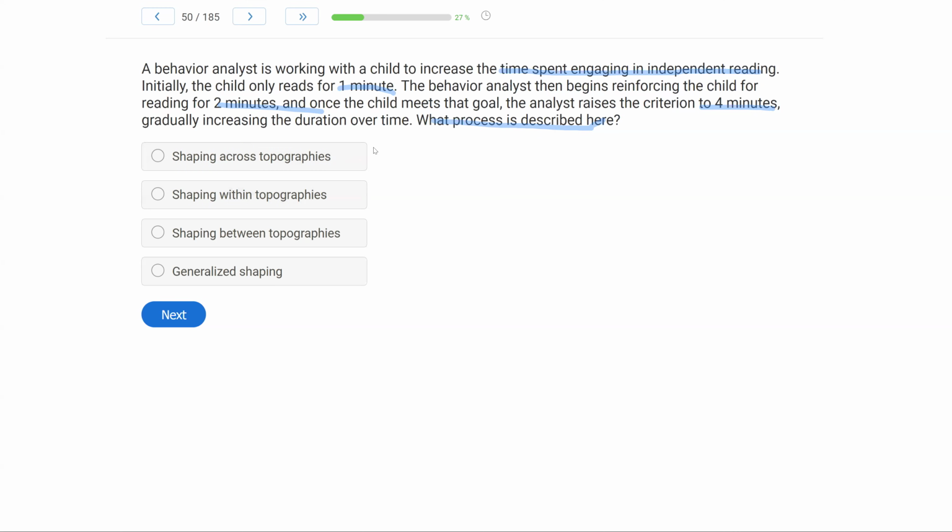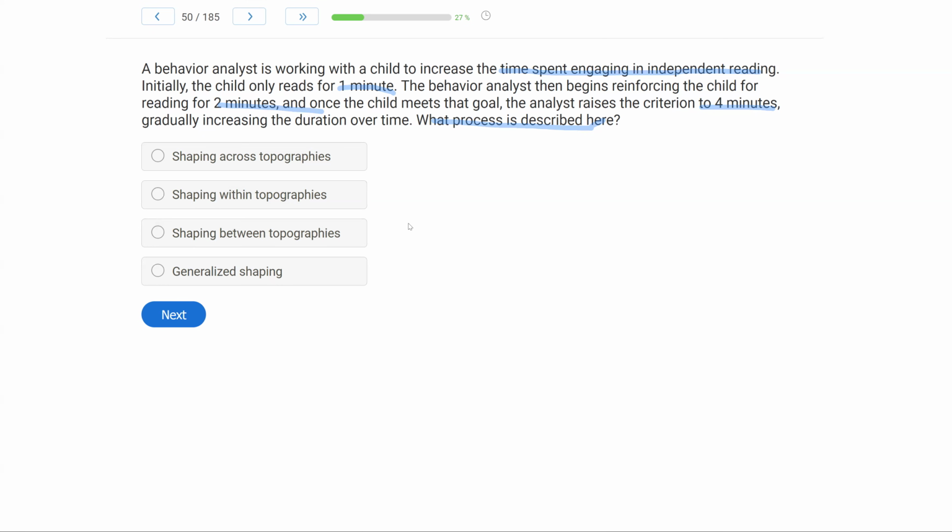A, shaping across topographies. When you shape across topographies, that's what you think of traditionally with shaping, where we take, let's say, a word like bubble, we teach buh, and then bub, and then bubble, right? We're shaping across topographies. We're teaching the response. Shaping within topographies is when we have a known response, and then we're changing the magnitude of it or the dimension. In other words, reading exists. We want it to happen more. So we're not changing necessarily the topography of reading. We're changing a dimension of reading.